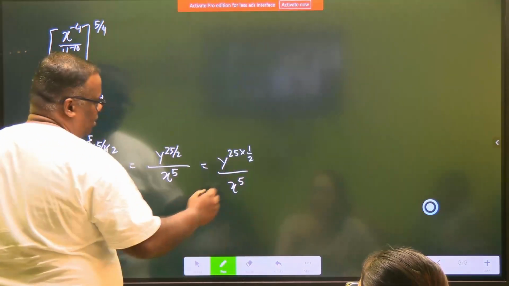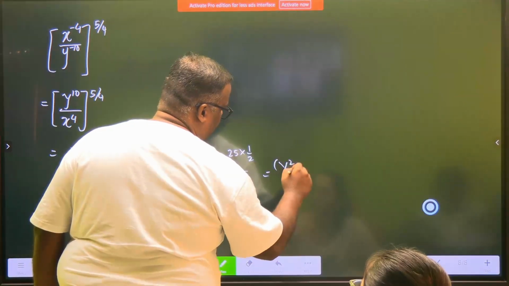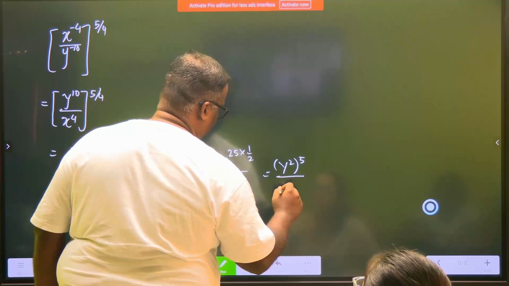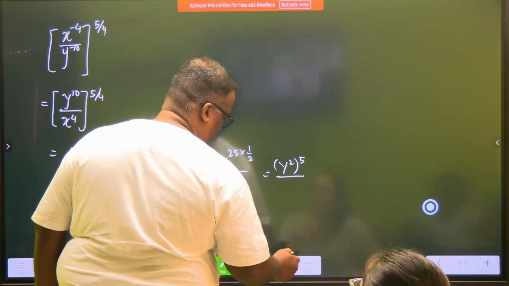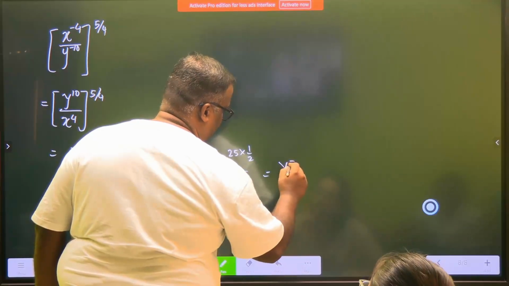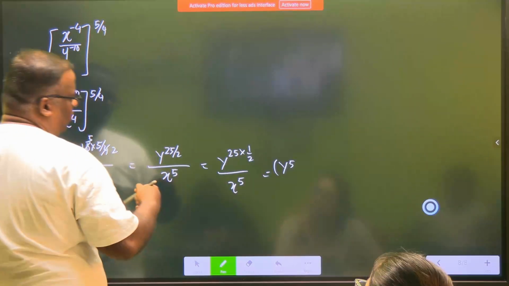So can I write this as y square to the power 5? No, we can't write it. 5 square we can make it. We can make it y to the power 5. No, it will not go further.